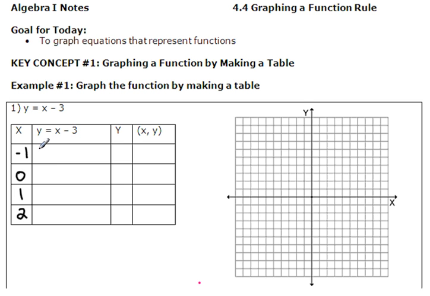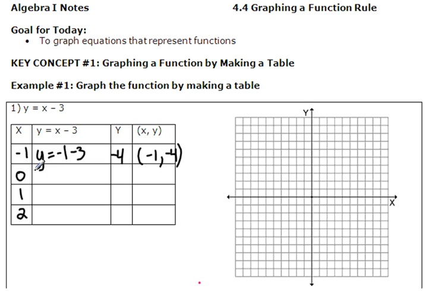What you are going to do is plug in the value of x. So in my function y equals x minus 3, this would be y equals -1 minus 3. Well, -1 minus 3 is -4. So my y value is -4. Now this is an ordered pair. It tells me that when I plug in -1 for x, I get -4 for y.